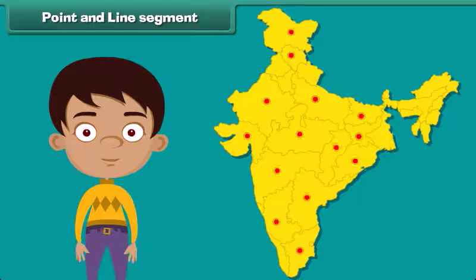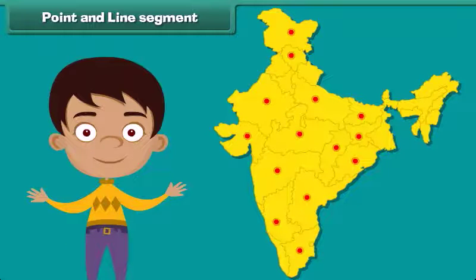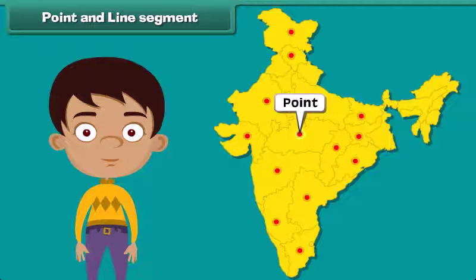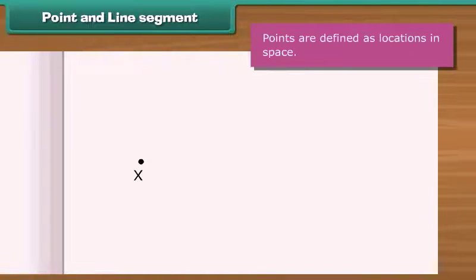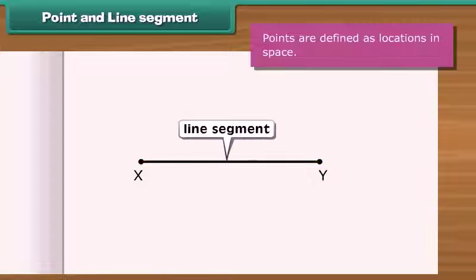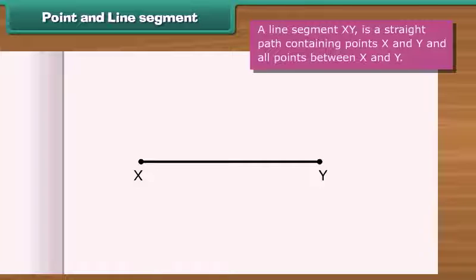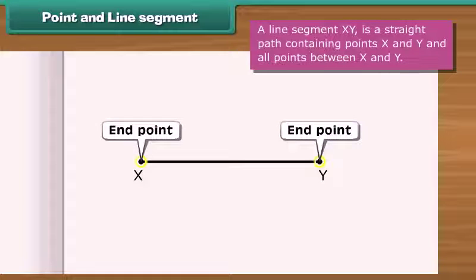Look at this Indian map. We see that the cities are represented by dots. These are called points. In geometry, points are defined as locations in space. They tell about the position of objects. What if the 2 points are connected? We will get a line segment. A line segment XY is a straight path containing points X and Y and all points between X and Y. The points X and Y are end points.